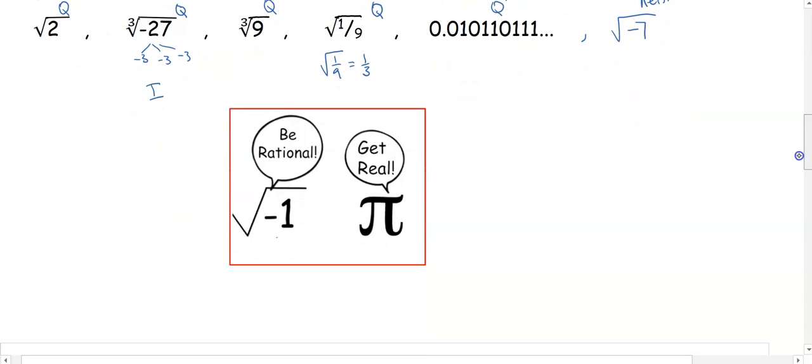And of course, there's our little joke of the day. Our non-real number is telling our irrational number to be rational, and our irrational number is telling our non-real number to get real. Ha, ha, ha.